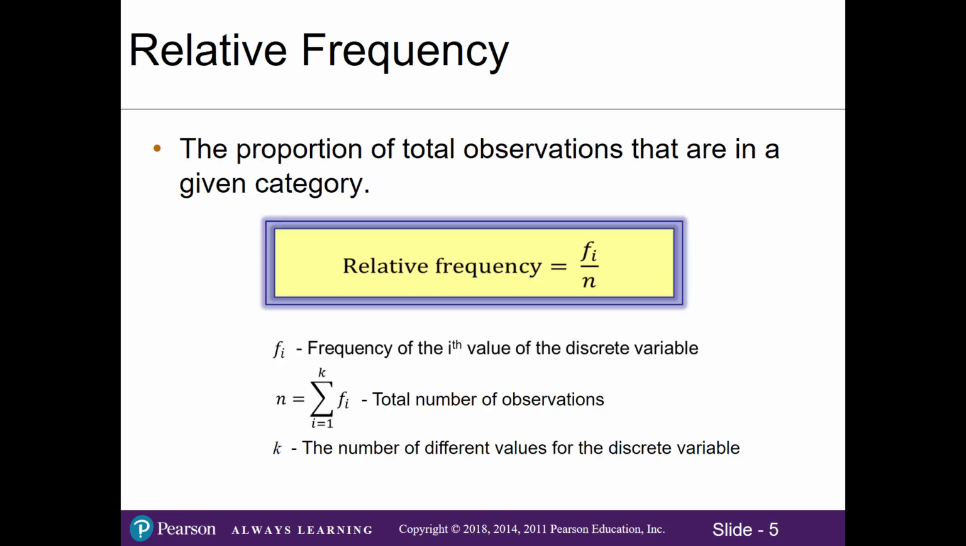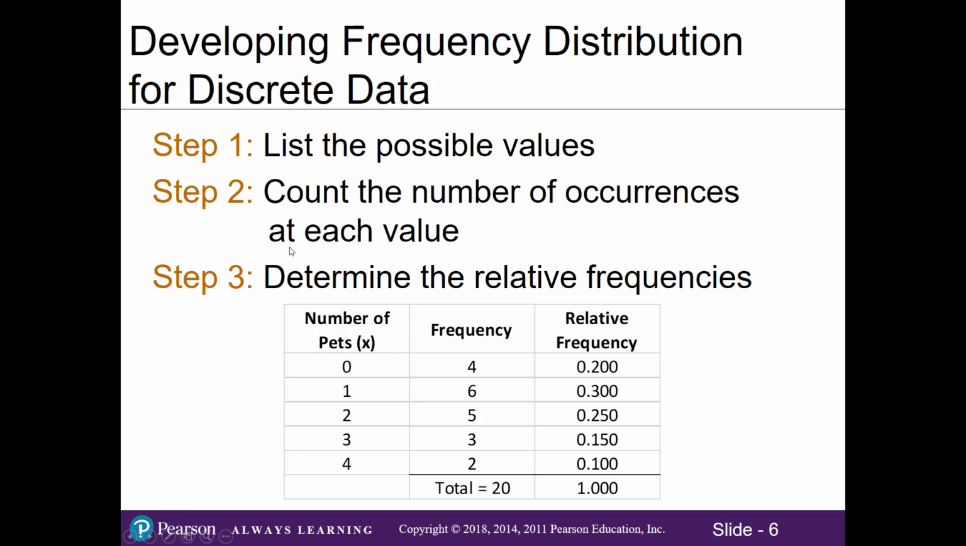Now, with the frequency distribution, we often want to calculate the relative frequency. So this is the proportion of total observations that are in a particular category or class. So to calculate the relative frequency, we take the frequency of the value that we're looking at of a particular variable and then divide it by the total number of observations. So let's see an example.